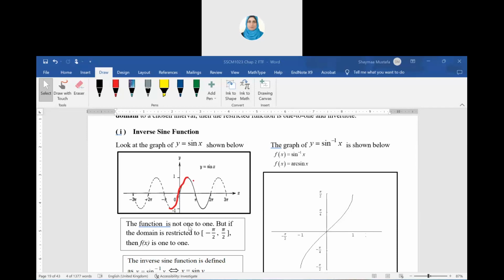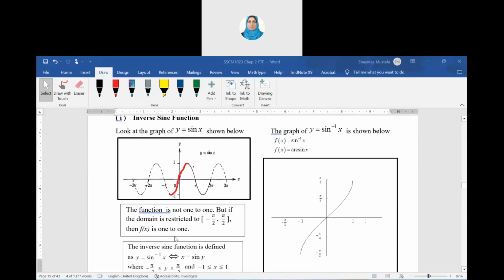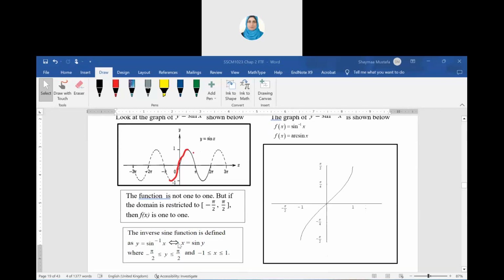The function is not one-to-one, so we have to restrict the domain over the interval from minus pi over 2 to pi over 2. Then f of x is a one-to-one function. For sine inverse, the range minus 1 to 1 becomes the domain, so x is between minus 1 and 1. The domain becomes the range, so y is between minus pi over 2 and pi over 2 for the function sine inverse x.